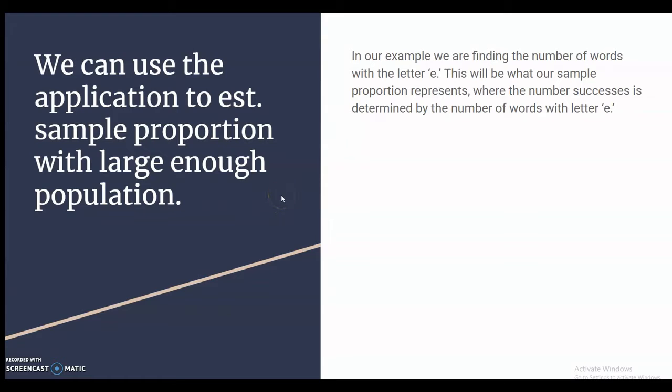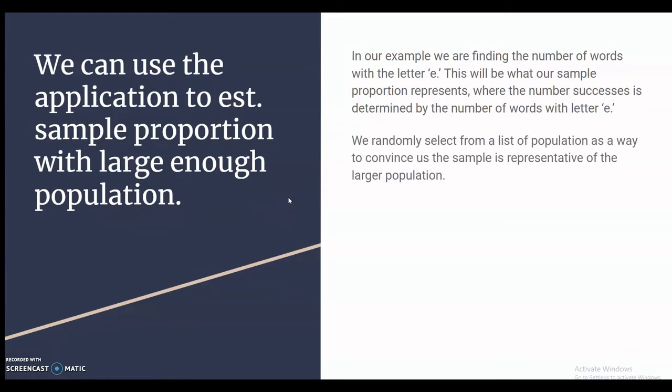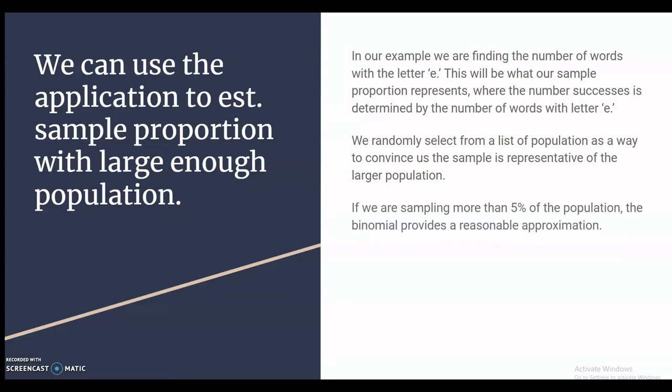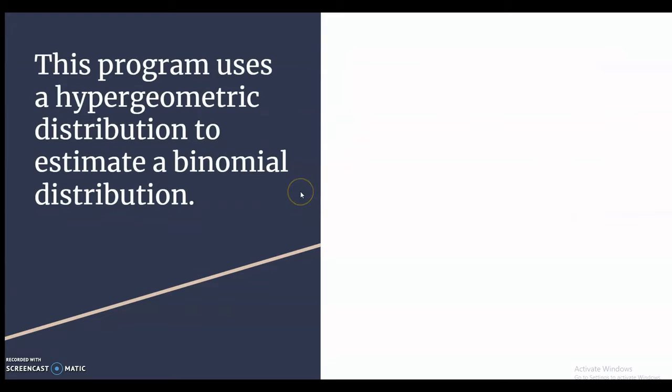So we're looking at a success or failure. We're randomly selecting from a population. And we need to follow the rule that the sample size must be at least 5% of the population to simulate the binomial distribution. So that's basically what the program is going to do, it's going to estimate a binomial distribution.